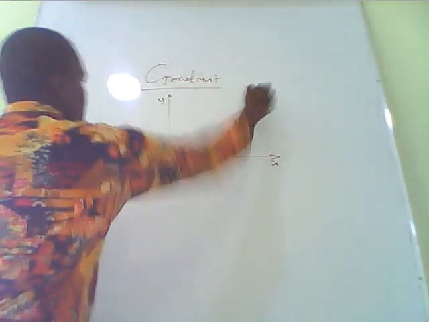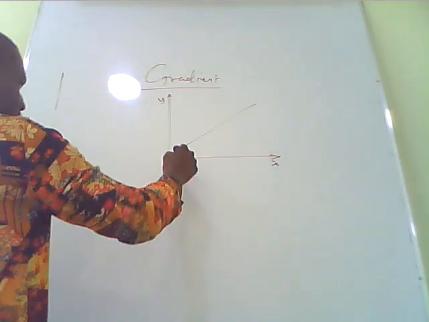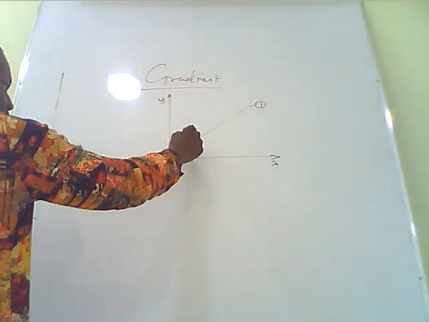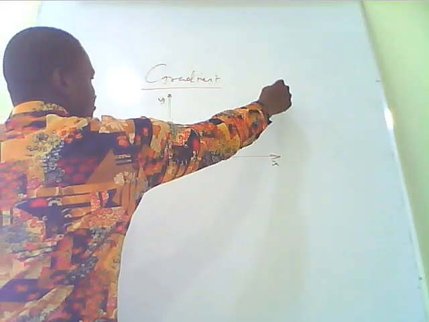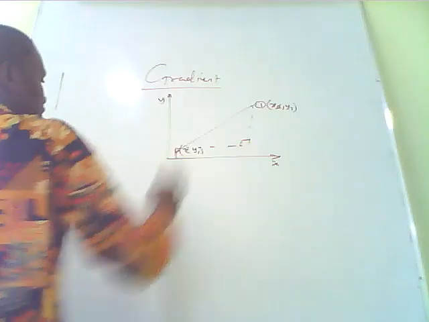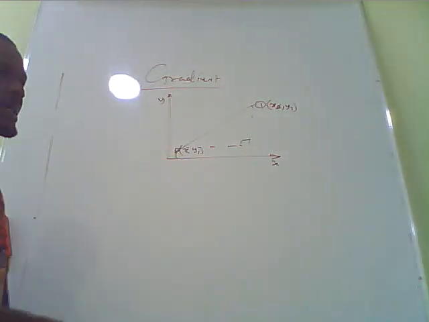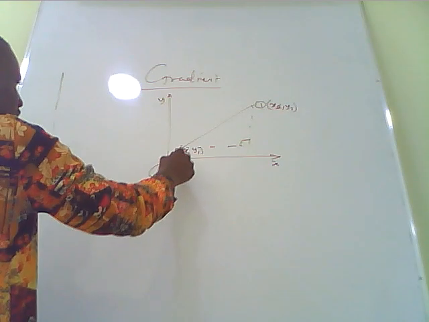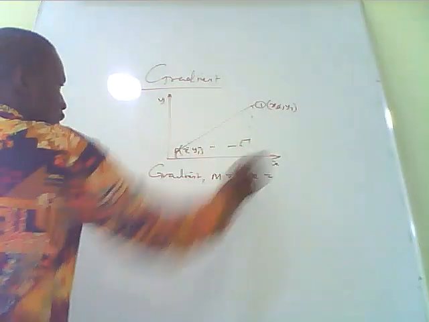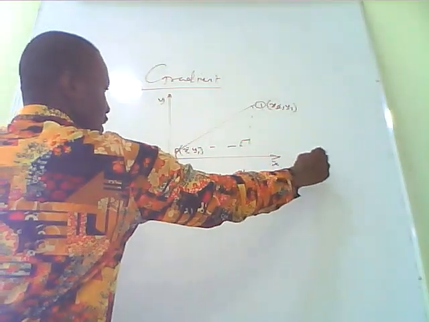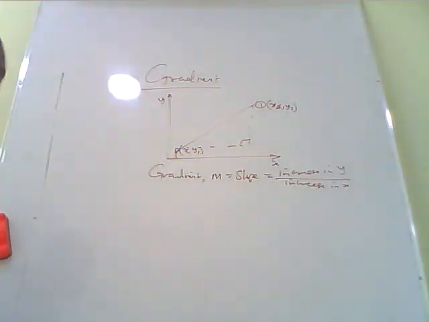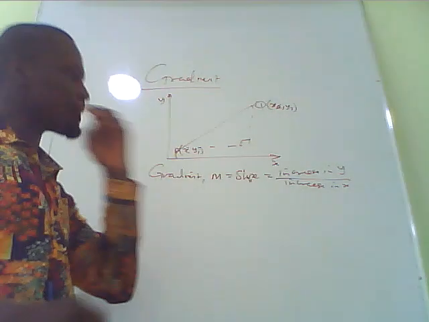So the gradient, slope. That is actually, let us say here is your P and also your Q. P is having x1 comma y1, and Q is also having x2 comma y2. Now let's look at the gradient. Gradient is actually the increase in y over increase in x. So in terms of slope, you say m is the slope, which is going to give us increase in y over increase in x.